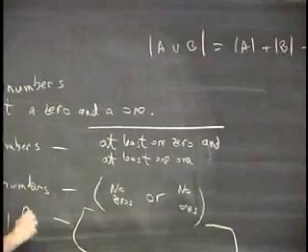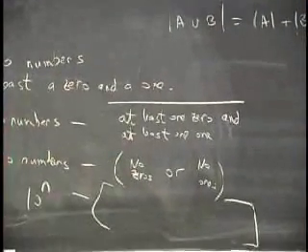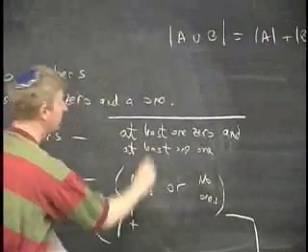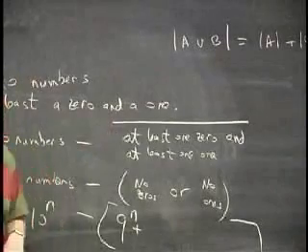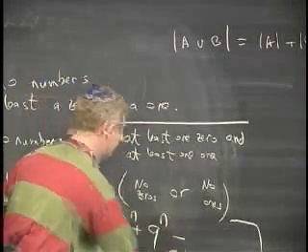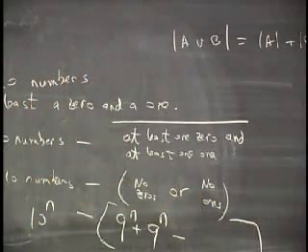Base 10 numbers are 10 to the n. How many base 10 numbers have no zeros? 9 to the n. How many base 10 numbers have no ones? 9 to the n. How many base 10 numbers have no zeros and no ones?